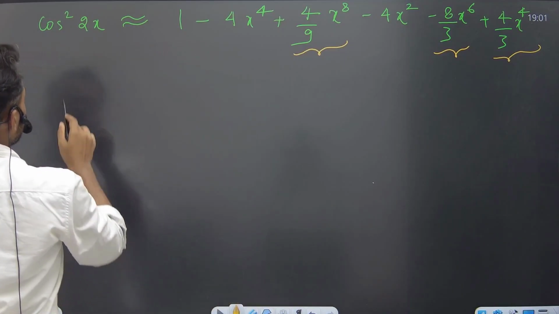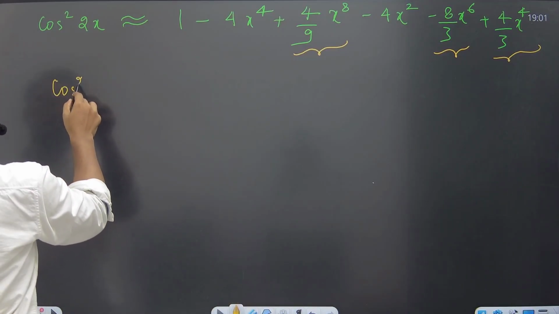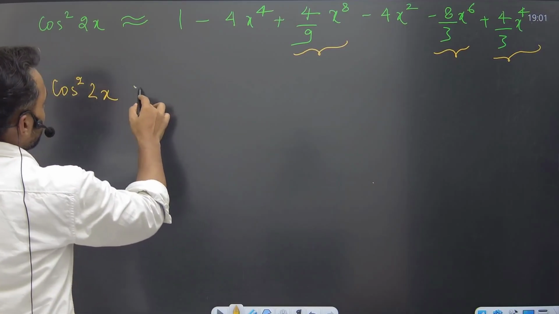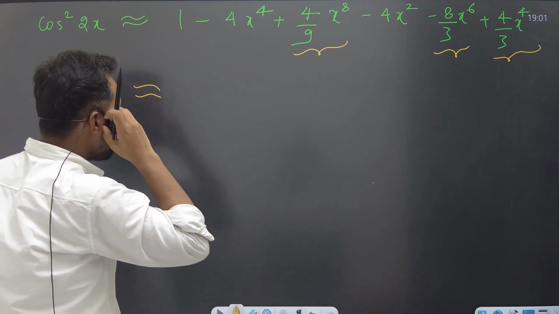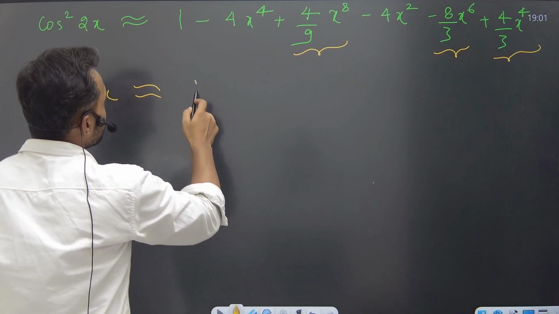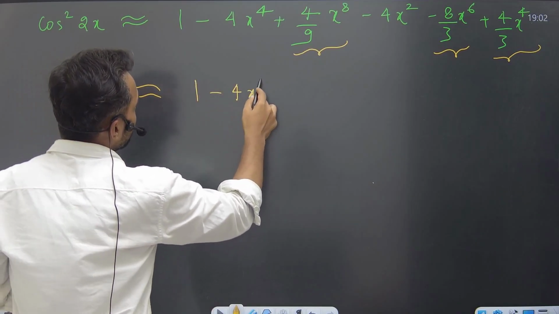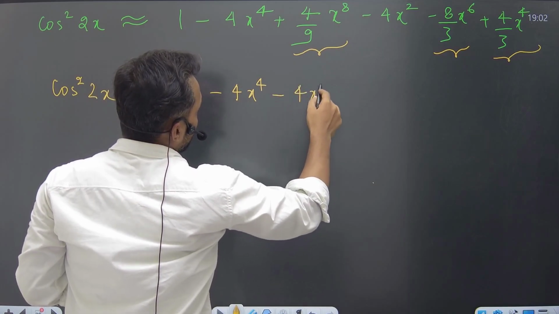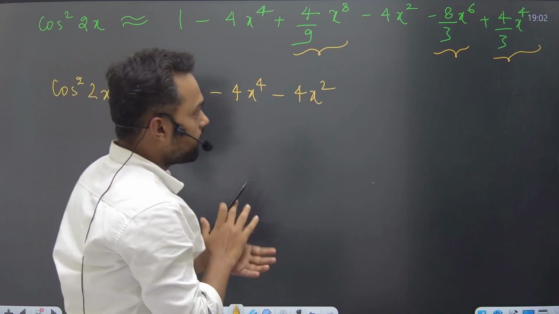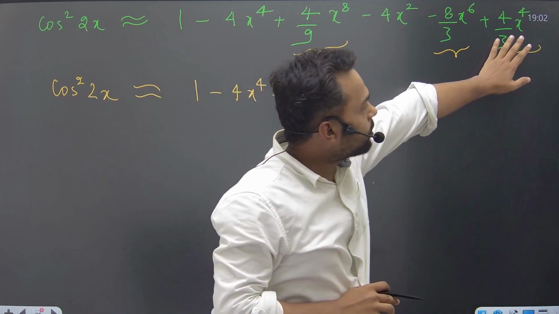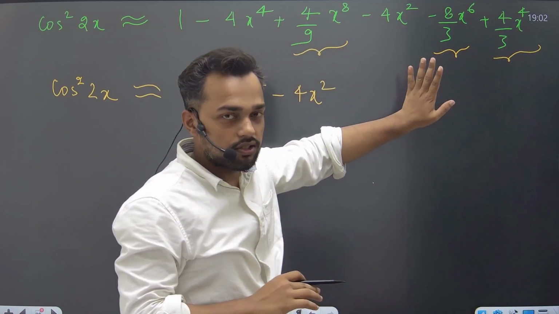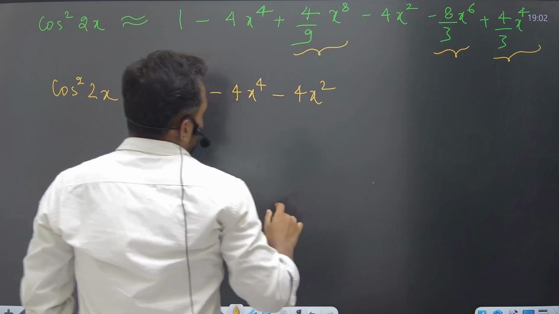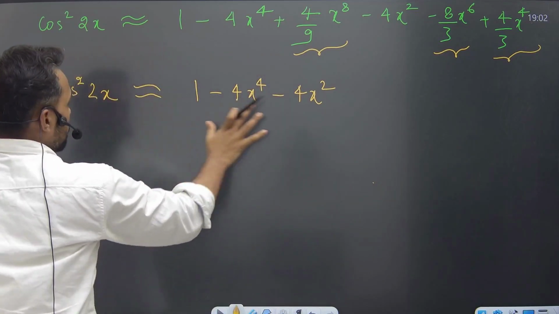So after this, what we need to do: cos square 2x, this is what we are getting if we are neglecting this particular part. So 1 negative of 4x power 4, this will be neglected, this part will be negative of 4x square. This is what we are left with. If you want to take this part also, you can take this. It will be correct, don't worry about this. So cos square 2x, we have got this value.